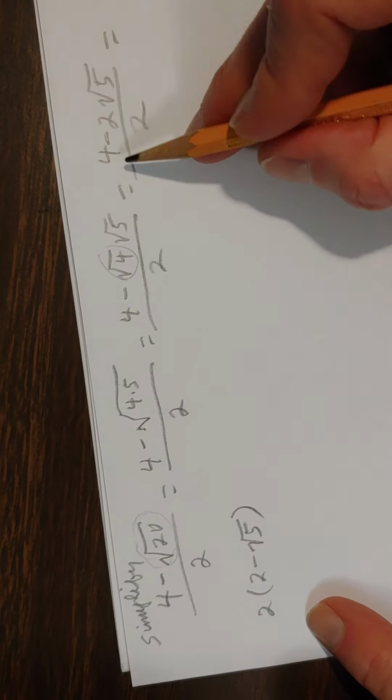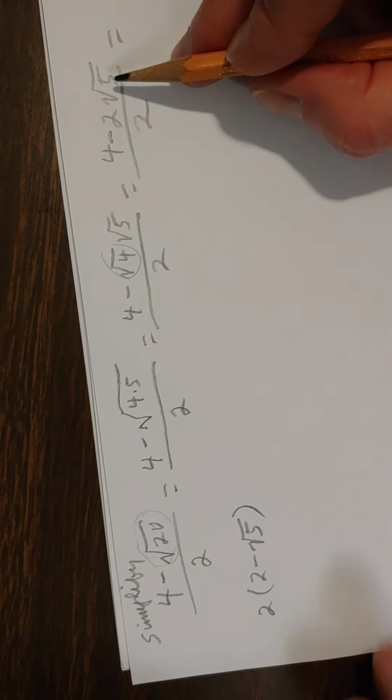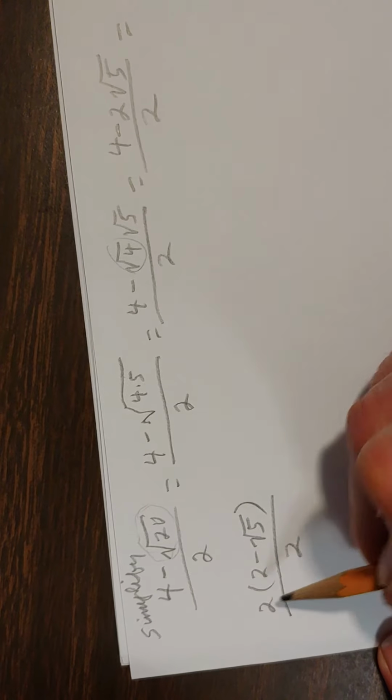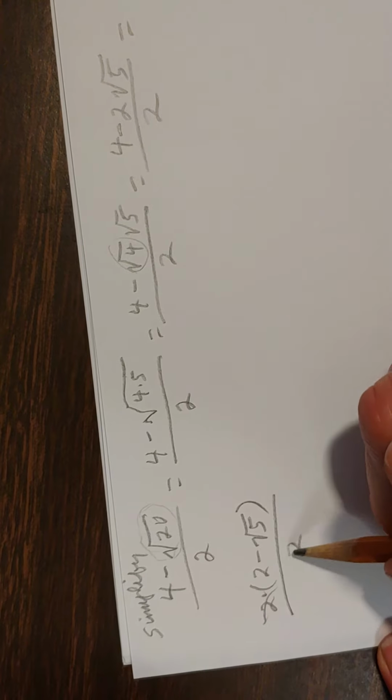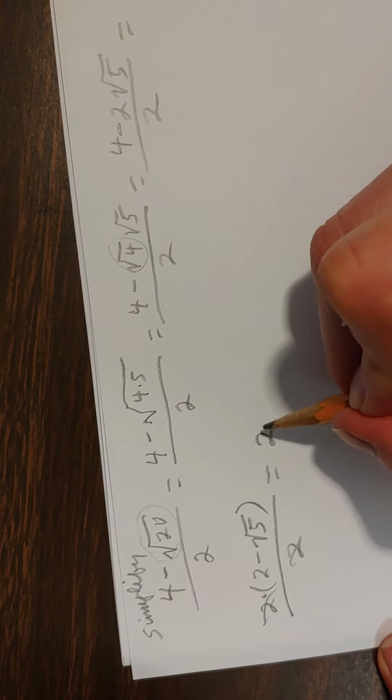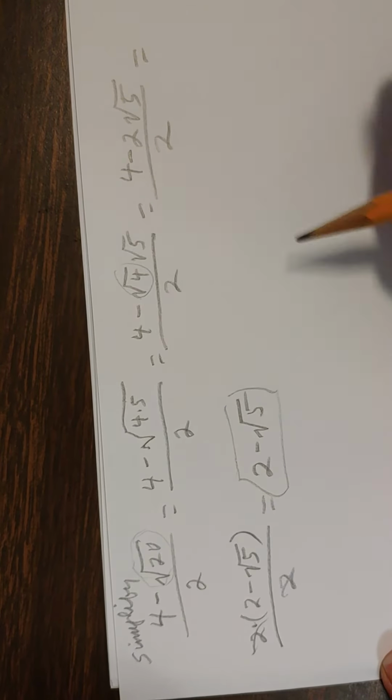Notice 2 times 2 would be 4, minus 2 times the square root of 5 would give you that other term here, all over 2. Now, since it's 2 times this other factor, you can divide the 2's out, and we end up with 2 minus the square root of 5. And there's the answer in simplest form.